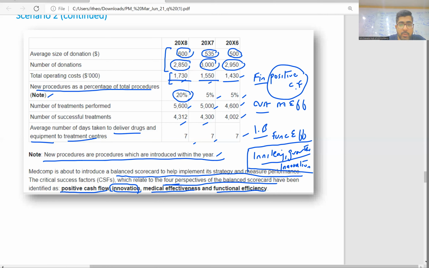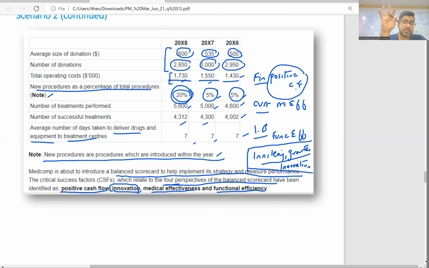You will write that in 2006, the number of new procedures were 5% of total, suggesting 95% are old. In 2007, it was also 5% new procedures. That means no new procedures were added in 2006 and 2007. But in 2008, the number of new procedures as a total came to 20%. This reflects that in 2006 and 7, the company didn't move towards innovation. But in 2008, it moved towards innovation. So it is a very good sign that the company is moving towards new procedures, new methods in the medical field. That's it. Okay.